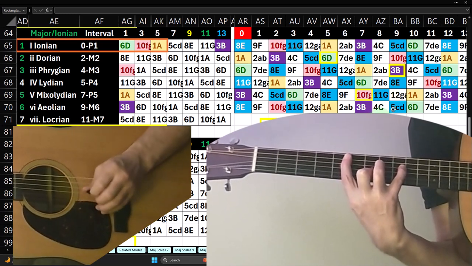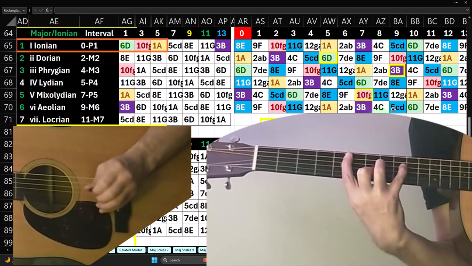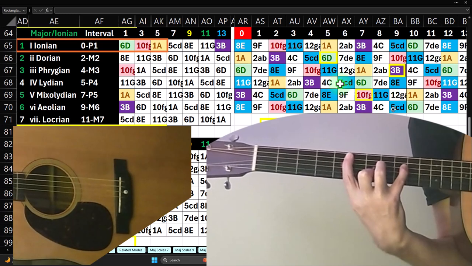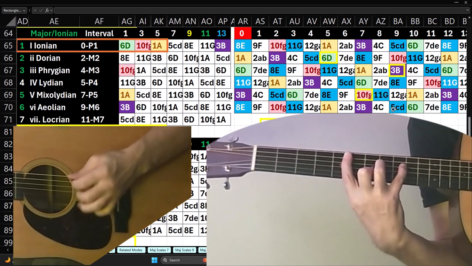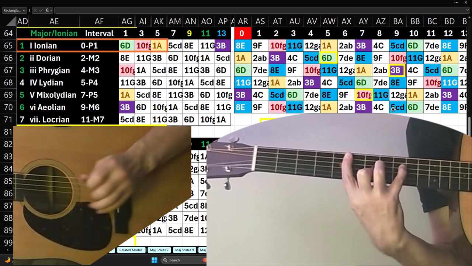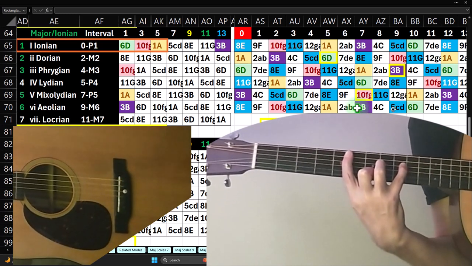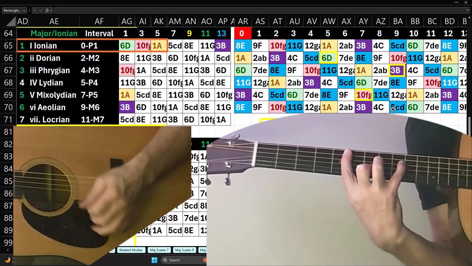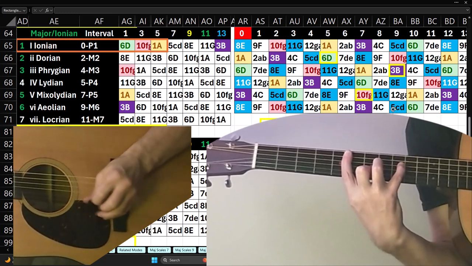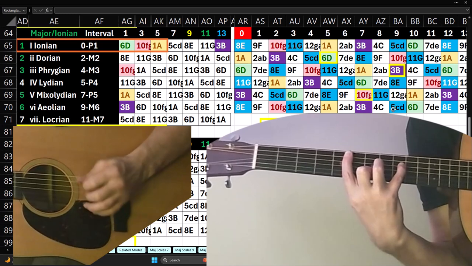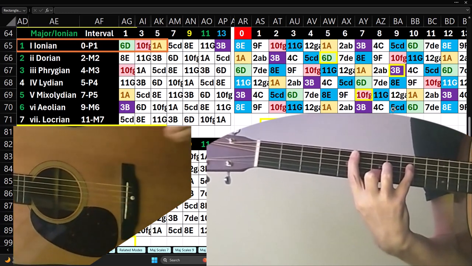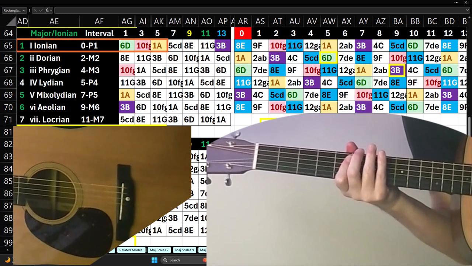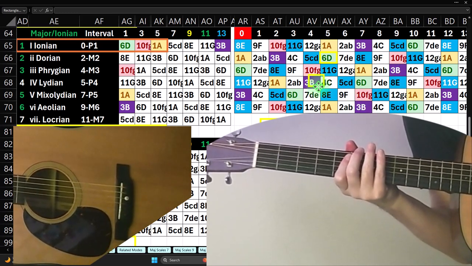You just have to hit harder than they hit you. But wait a second. Okay, hold on. This is going to be, like, that's doable. And then I can just mute these strings. All right. Okay. Then we could go back here.